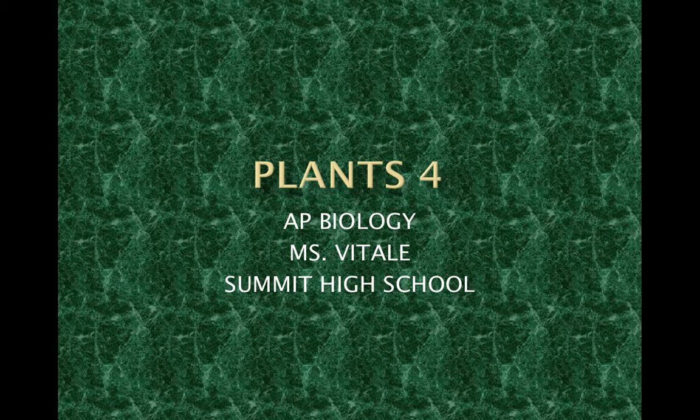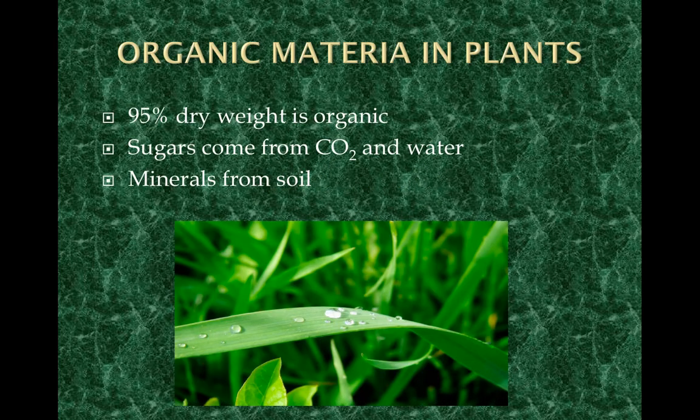95% of a plant's dry weight is organic material made from carbon dioxide absorbed by the leaves. Sugars, like glucose, C6H12O6, come from CO2 and water. Sugars are used by the plant to make everything else. Plants use minerals from soil to make hormones, enzymes, etc. Minerals contain nitrogen, phosphorus, and magnesium.